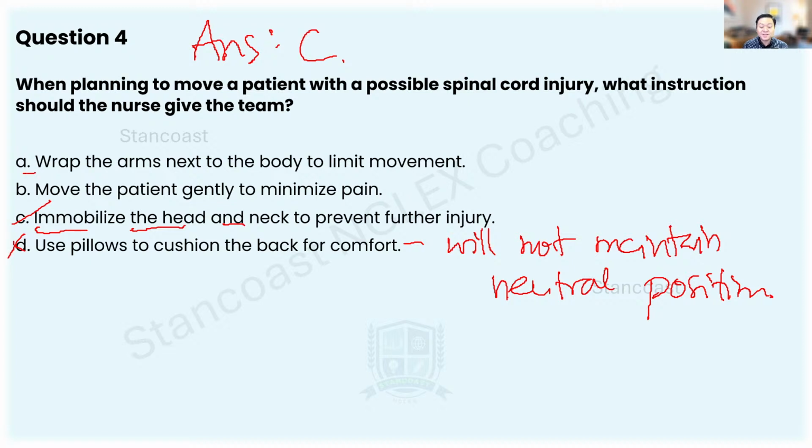What about letter A? Wrap the arms next to the body. Well, it's not really critical. It's not going to immobilize the head and neck in the transfer. So we're eliminating those steps that will not secure the patient's neck and the head. We want to remove those distractors. Anything that cannot promote safety to the neck and the head area, then we're going to have to eliminate those items.